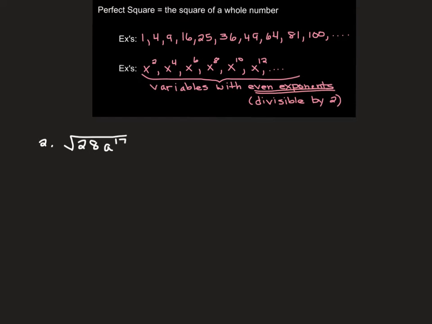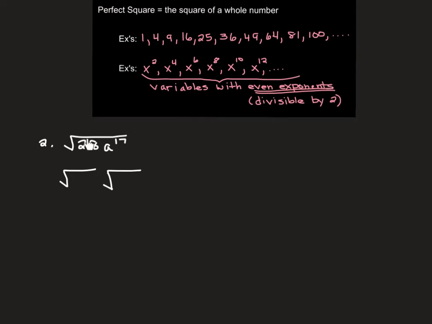All right, so number 2. If you look inside the radical, inside the square root, 28 is not a perfect square, and neither is a to the 17th. So what we're going to do is set up, underneath it or next to it, however you want to do it, 2 separate radicals. The first one is where we put all of our perfect squares, and the second one is where we put all the leftover material, right?